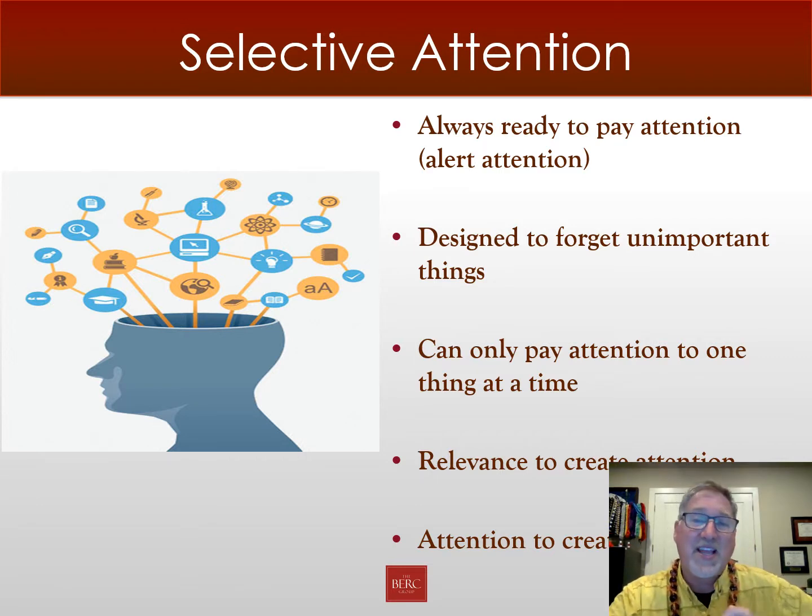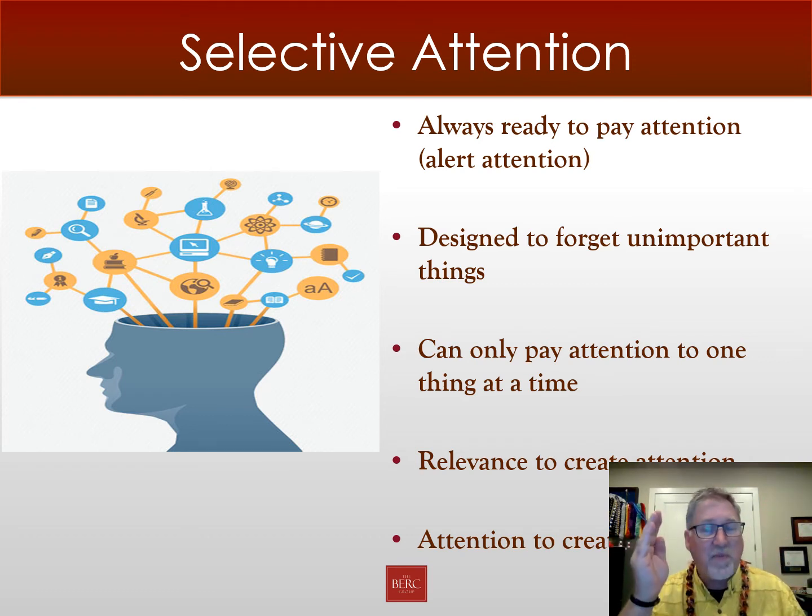Now, with this idea of selective attention, we want to highlight that the brain is always ready to pay attention. So when the kids come into our class and we're trying to talk about the learning target, the brain is always ready to pay attention to anything. Even when we're asleep at night, our brain is ready to pay attention. If we hear a loud noise, all of a sudden we will pay attention. So the brain's always ready to pay attention. Now that's good news for the classroom because when the kids come in, they're ready to pay attention. The big question is whether we can get them to pay attention.